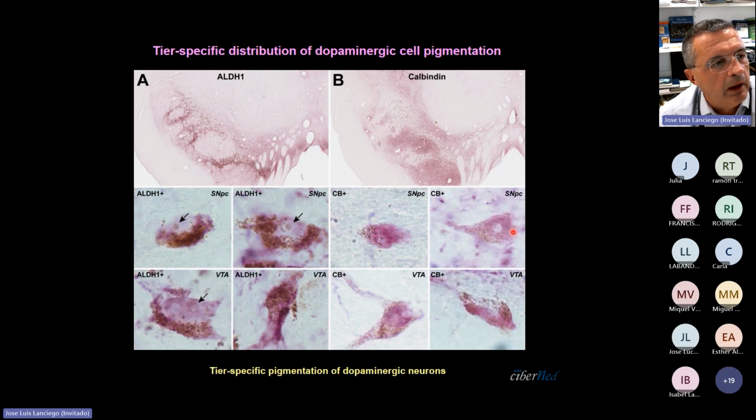However, if you take a look at neurons that are calbindin positive, there are just a few of these neurons that became pigmented, no matter whether you are dealing with the substantia nigra pars compacta or with the VTA. So you compare calbindin positive neurons being pigmented with neurons in the ventral tier being pigmented. The difference is quite striking. Of course, it needs to be quantified, but the difference is pretty clear.